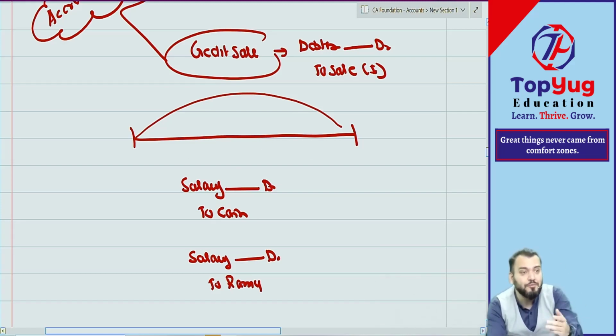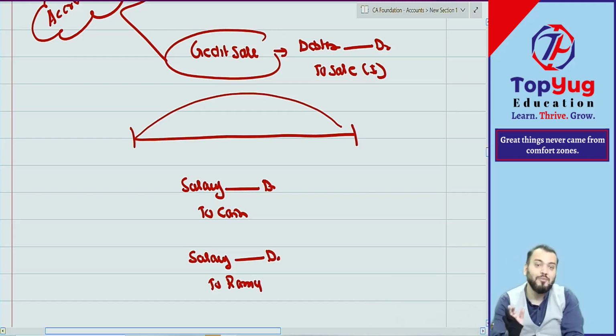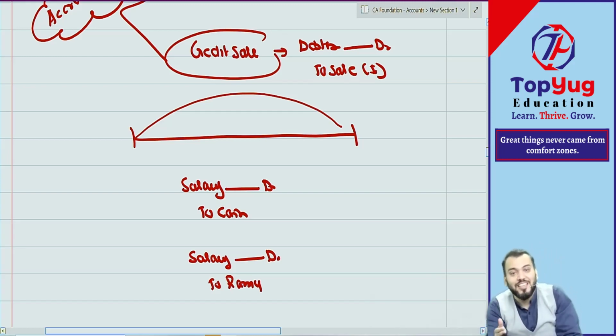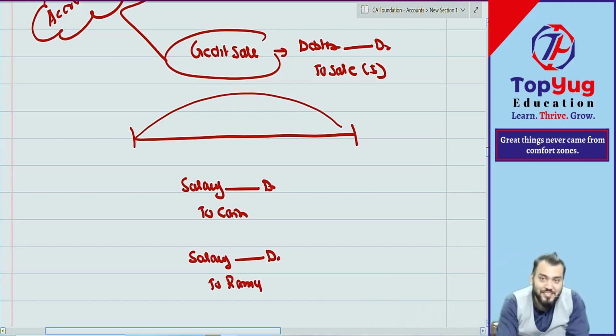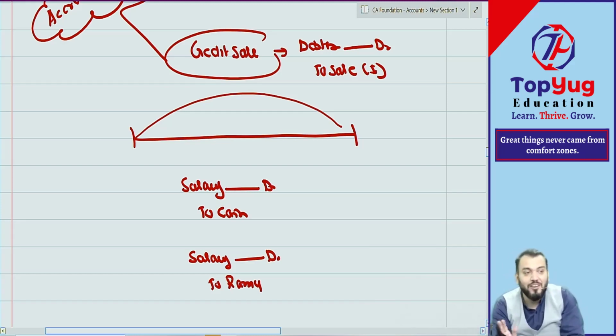But at that time I had not informed you. Now I am informing you. As per which concept? Accrual concept. Understood? So what I want to say is, income of this year will be recorded in this year, and expense of this year will be recorded in this year, irrespective of receipt or payment.